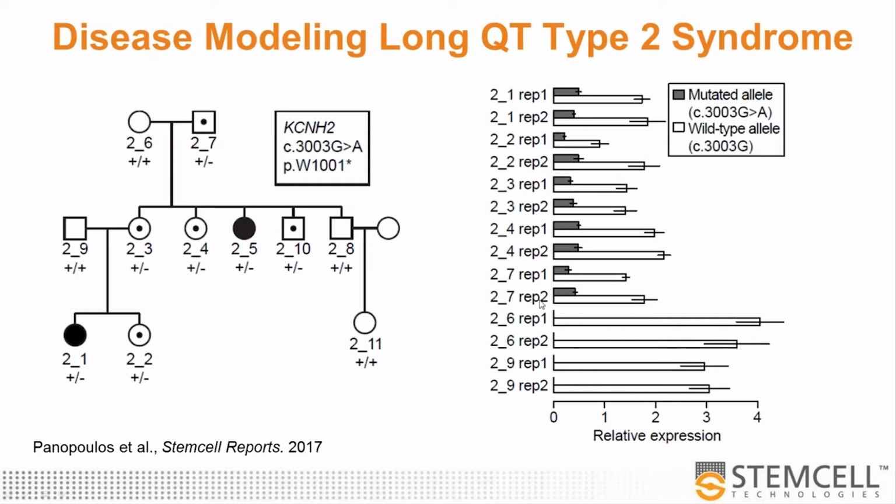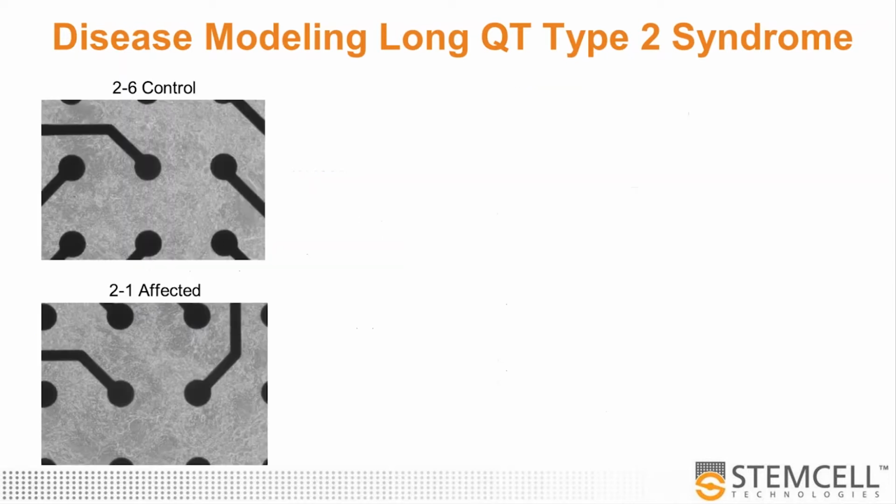So we went ahead and then acquired an iPS line of the non-affected grandmother, so 2-6 here, and then the affected granddaughter, 2-1 here. So these are iPS lines that were not generated by us. They were generated by the Frazer lab and brought to STEMCELL for us to characterize and make cardiomyocytes using our cardiomyocyte system. So again, we took both 2-6 and 2-1. We made cardiomyocytes from them. We dissociated them and replated them into MEAs, and this is an example here in the CytoView view.